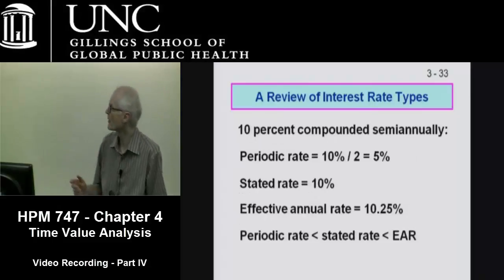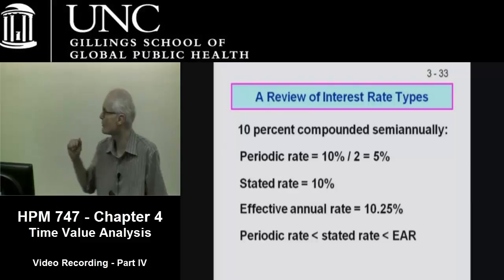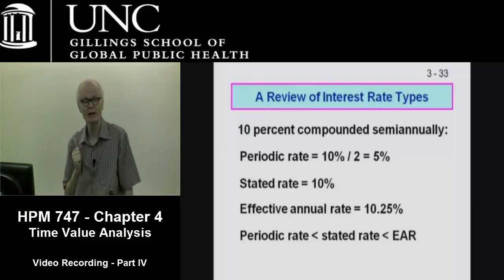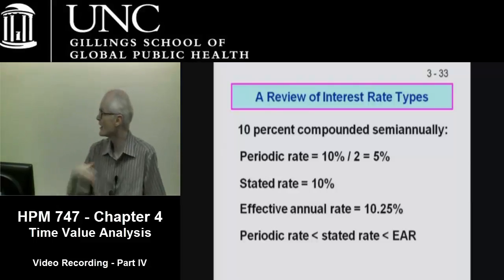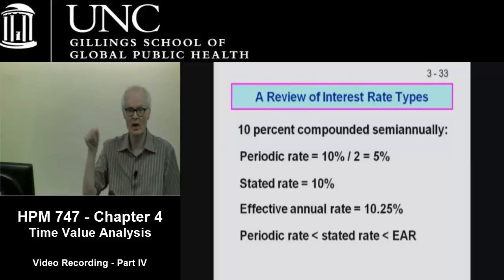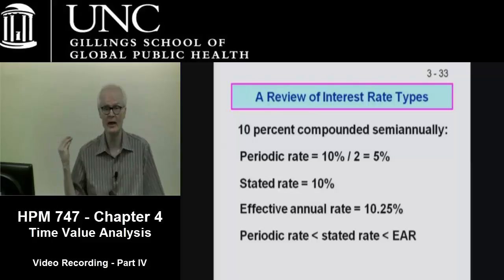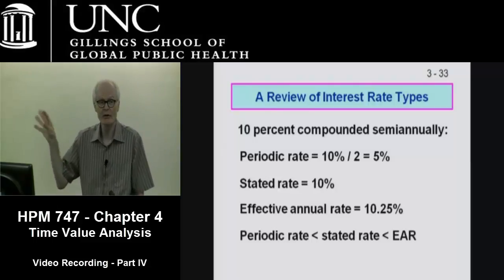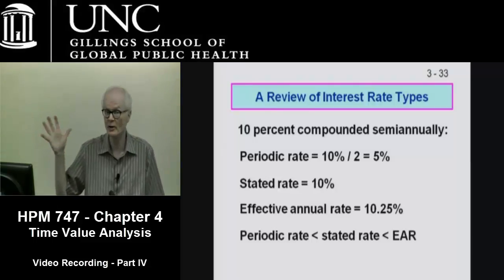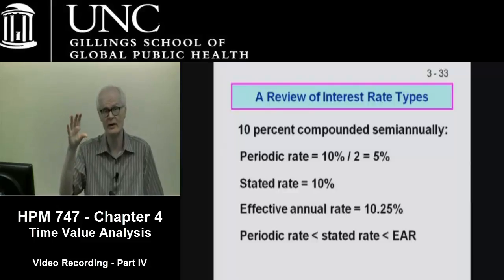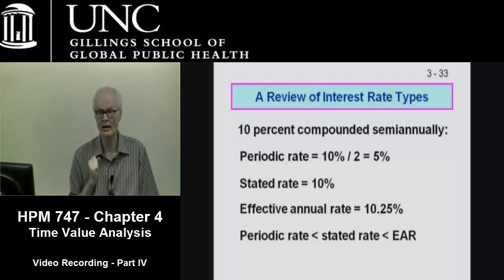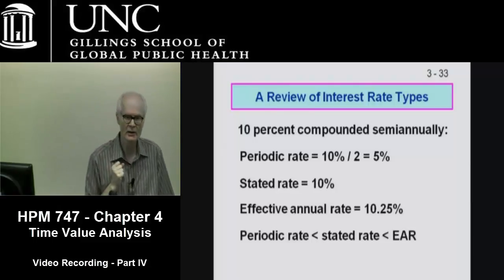Here's the example we went through. Periodic rate, the stated rate is 10% compounded semi-annually. So the periodic rate is the stated rate divided by the number of compounding periods per year. That's 10% divided by 2 gives 5%. So 5% is the periodic rate. And the formula for it is simply the stated rate or the annual rate divided by the number of compounding periods per year. Is that what you were asking?